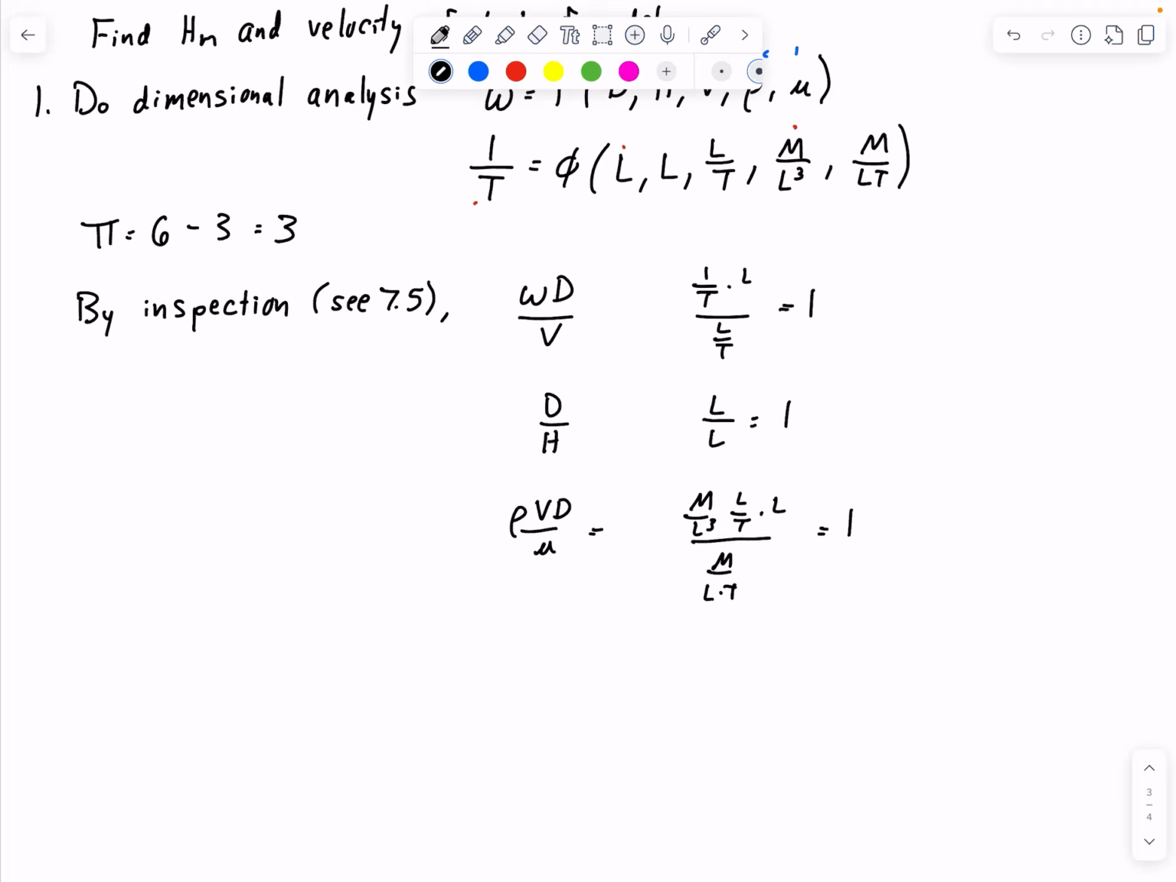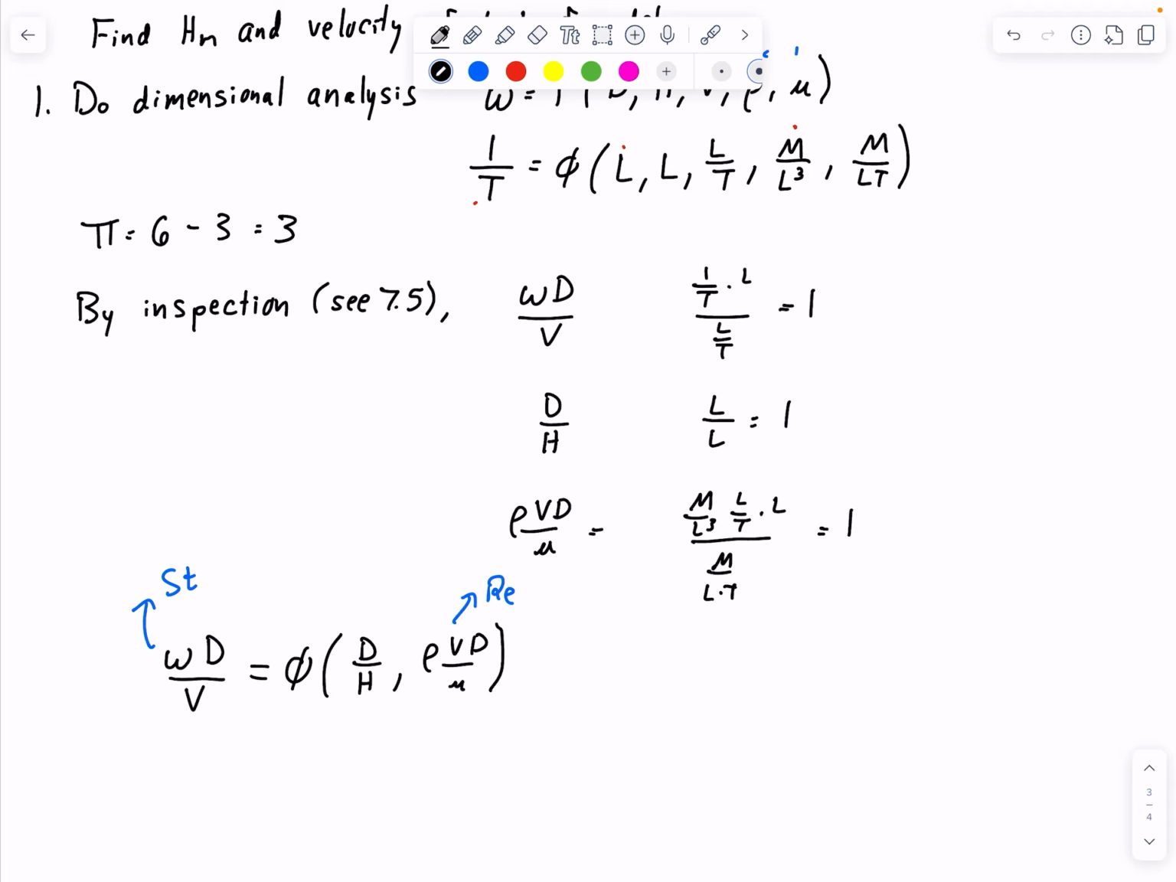So the next step is to write out this relationship. We have omega d over v is a function of d over h and rho vd over mu. Because I've been doing this for a while, I recognize that this grouping is a kind of Strouhal number, and this is a Reynolds number right here. So this is our relationship among our variables.